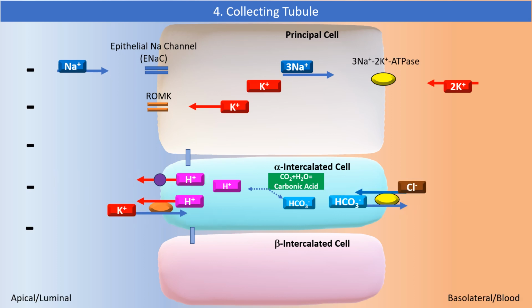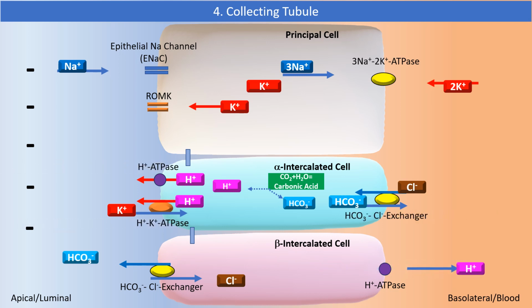Next door, we have the beta intercalated cell. This cell essentially functions as a mirror image of the alpha intercalated cell. Instead of secreting hydrogen and reabsorbing bicarbonate, beta intercalated cells do the reverse. They secrete bicarbonate into the tubular lumen in exchange for the reabsorption of a chloride. Hydrogen is reabsorbed on the basolateral side.